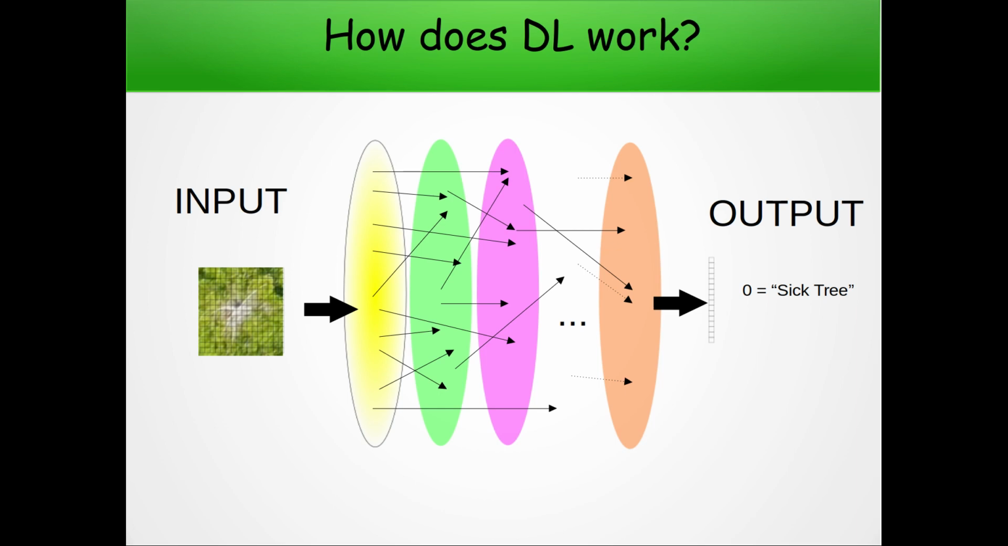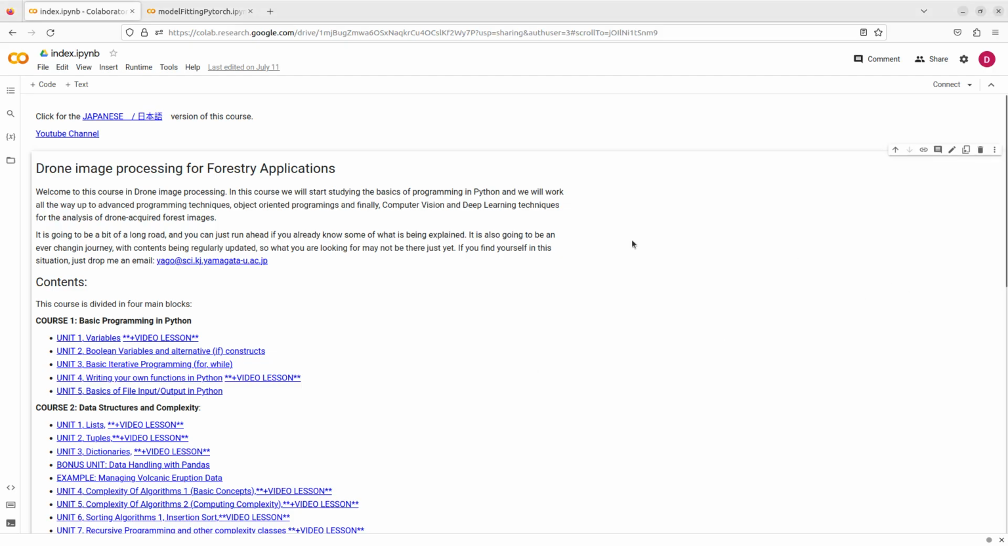Before we go into these very huge deep learning models, we will do that too. But before that, let's focus on the problem of fitting some models to some data, and let's see some slightly simpler examples for that. In order to do that, we are going to use one Jupyter notebook that we have in our course for drone image processing for forest applications.